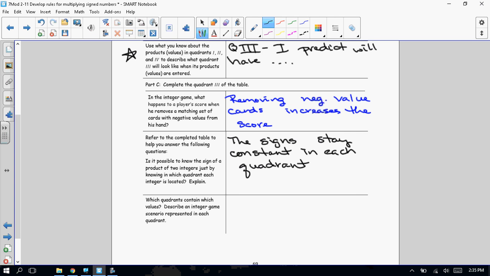All right, which quadrant contains what kind of values? So quadrant 1 and quadrant 3 were both positive values, weren't they? Always. I know I'm always going to have a constant positive answer there. And then quadrant 2 and quadrant 4, every single time I was going to get a negative value.